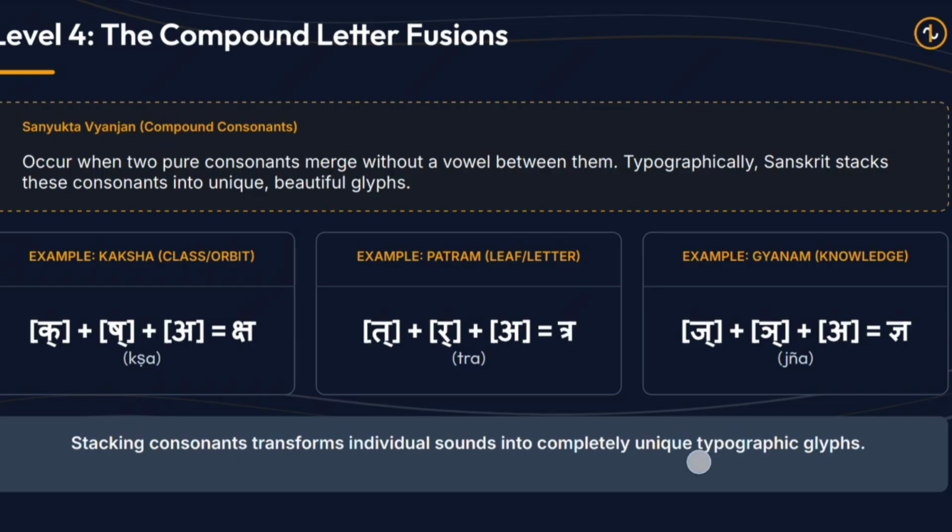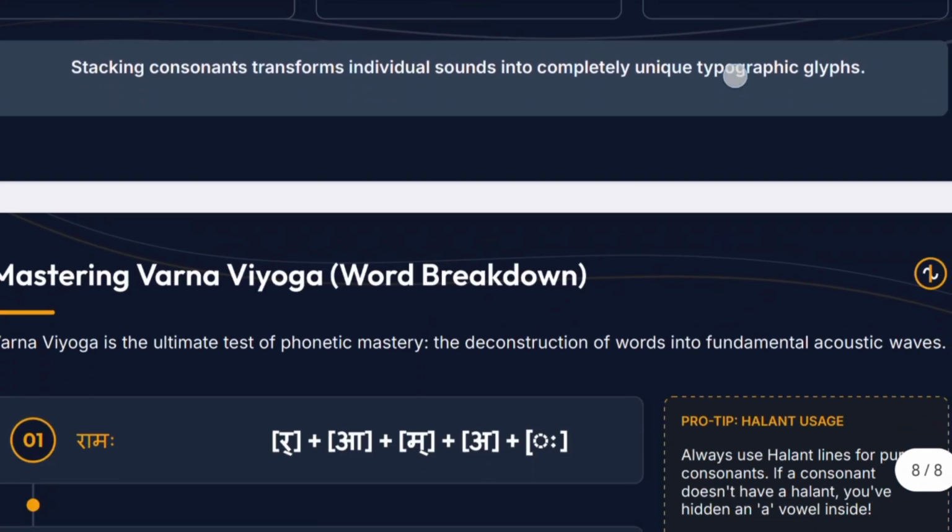How is tra formed? It is t plus r plus a. It's tra. How is gya formed? It's j plus nya plus a. So stacking consonants transforms individual sounds into completely unique typographic glyphs.